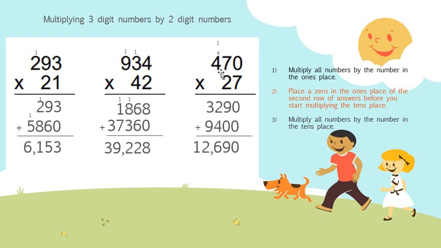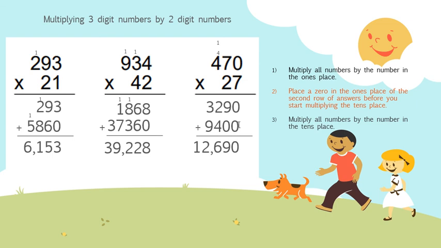Last problem. 470 times 27. 0 times 7 is 0. 7 times 7 is 49. Our 9 goes here, and our 4 goes on top of the next number, which is 4. And 4 times 7 is 28 plus 4 gives us 32. So our 32 goes here because we're done multiplying the top row.